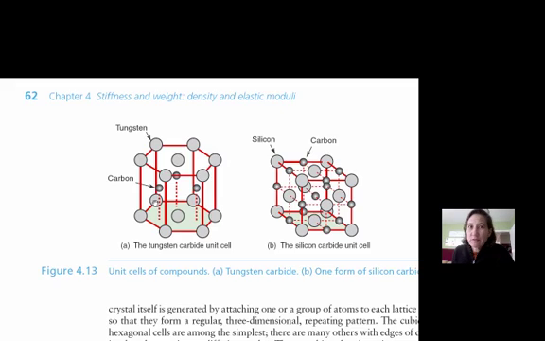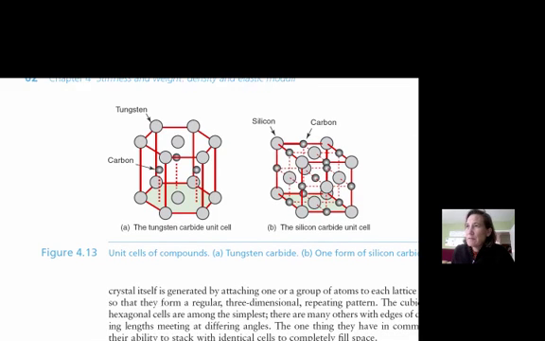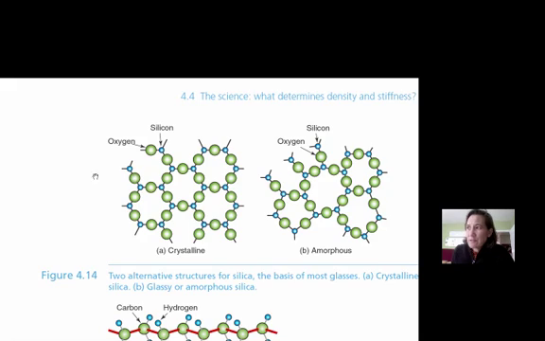And oftentimes the bonding that you have in these ceramics is either ionic bonding or covalent bonding, or some sort of mixture between those two, a mixed version. So these are high-tech ceramics in a crystalline structure, and glasses, which are in the same family as ceramics. If you go to page 63, you can see that they have a different structure, and this is the top view in figure 4.14 of glass, what glass looks like.